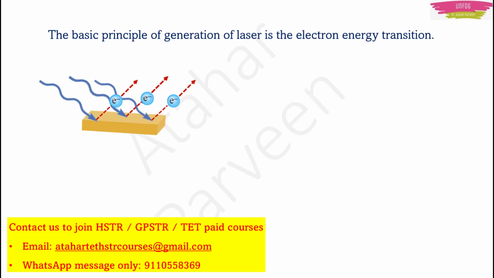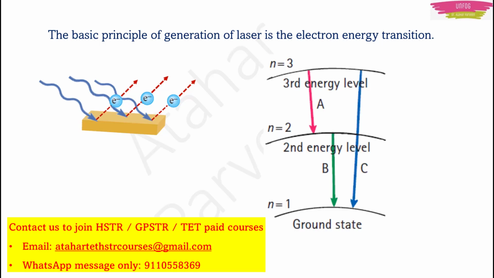But then can it stay there for much time? No, it can't stay there for much time. So what will it do again? Again, from the excited energy level, the electron will come back to the lower energy level and it will try to come to the ground state.